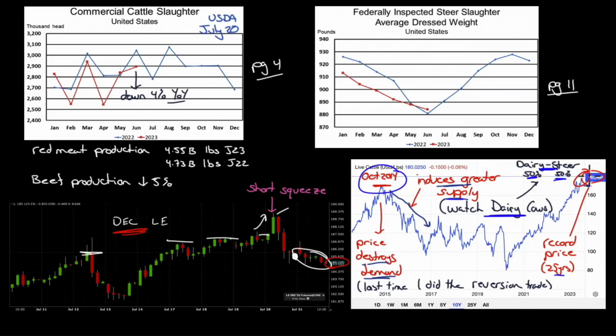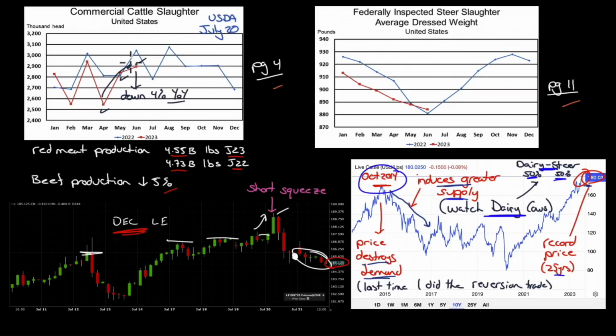Let's get to the report, and we'll go to page 4 and we'll go to page 11. We'll look at two things here, which caused Friday's price action. Red meat production, June 23, is 4.55 billion pounds. If you look at it year over year, 4.73, it's down, and beef production is down 5%. You would think, well, that's supportive of prices. But you have to look at where it's come from.